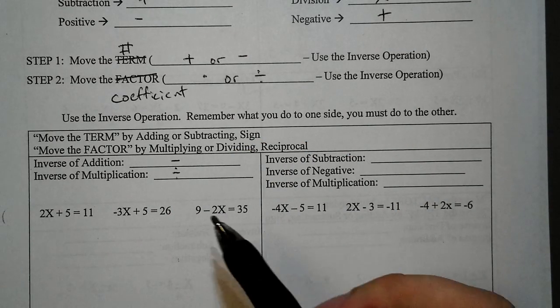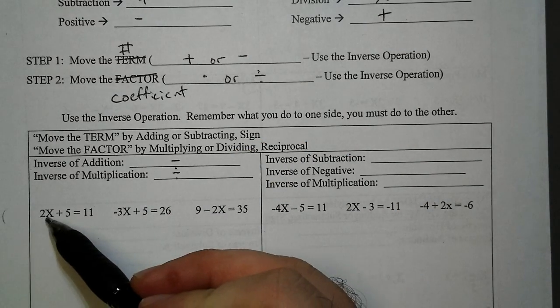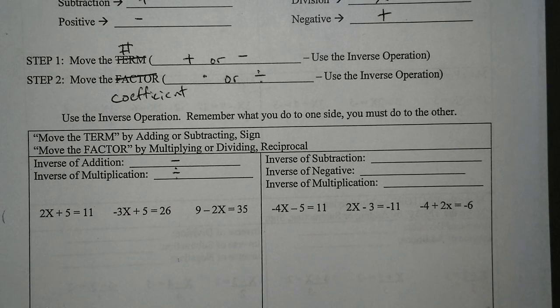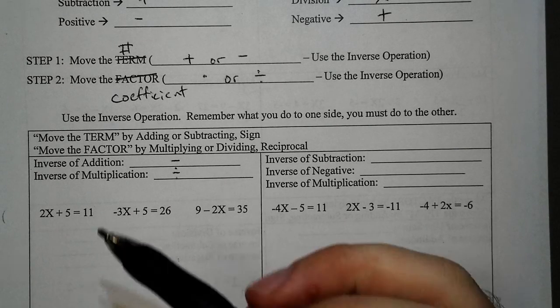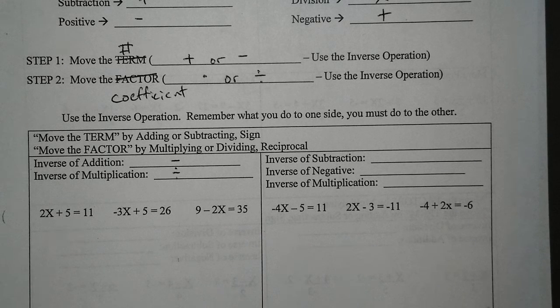And they all have multiplying because you have a number touching a letter. Yesterday we talked about how when a number is touching a letter, that number is a coefficient, and that means that letter is being multiplied by that number. So all of these problems here have a multiplication step.